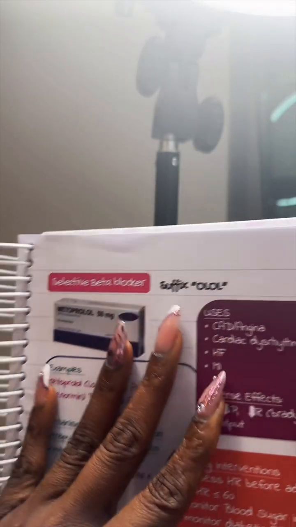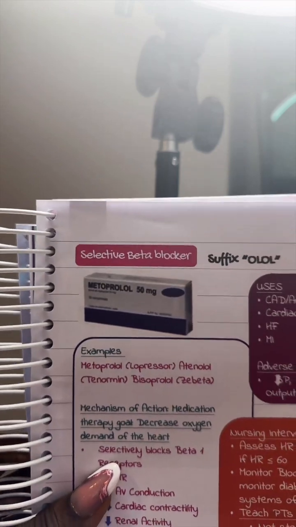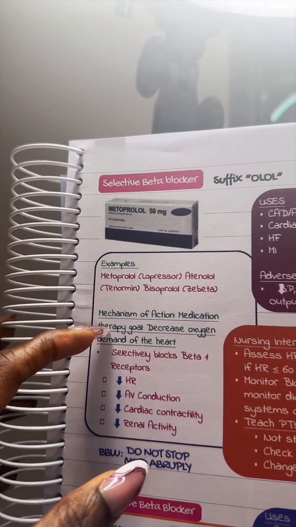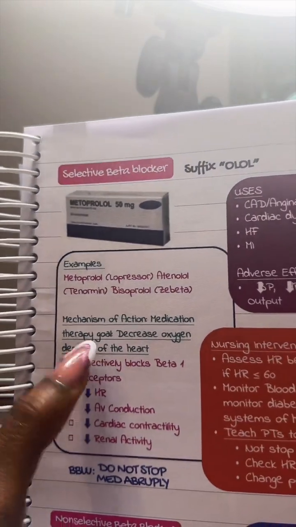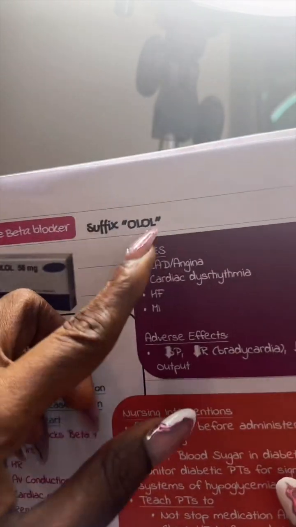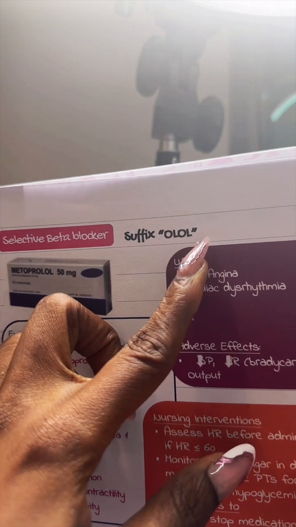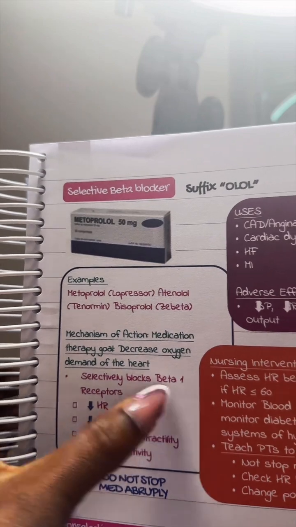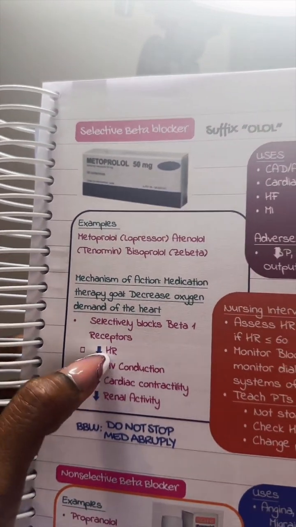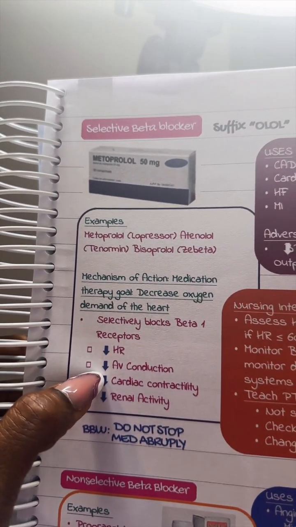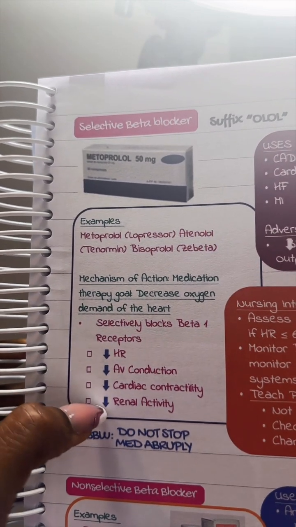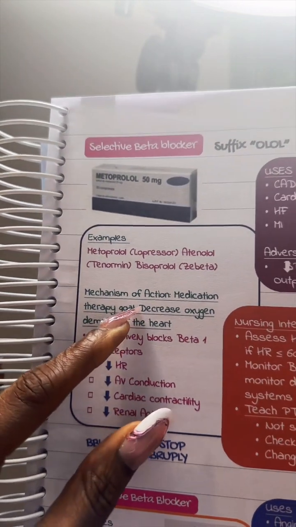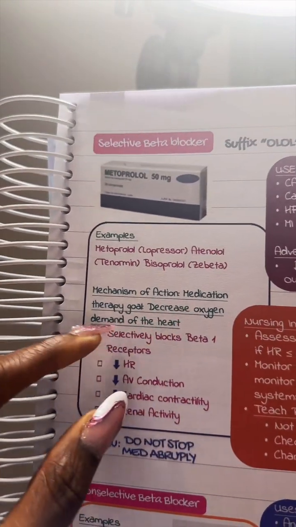So this is your beta blocker, right? The goal, AV conduction. I love it. So the goal of this medication is to decrease the oxygen demand of the heart, right? So whenever you see any medication that ends with olol, which is a selective beta blocker, what it does is block beta 1 receptors. And where that happens, it reduces your heart rate, decreases AV conduction, decreases cardiac contractility, and decreases renal activity, right? And the goal of therapy for this medication is to decrease oxygen demand of the heart.